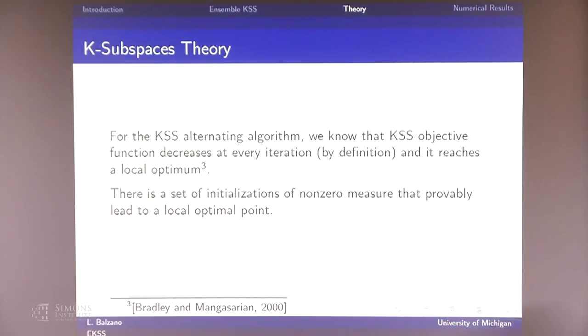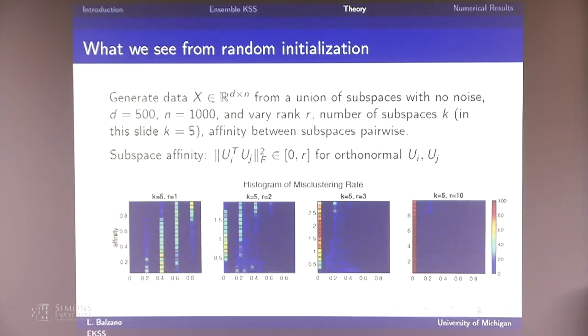Now, what was also known about the K-subspaces algorithm before is, like I said, the objective function decreases at every iteration, and it reaches a local optimum in the sense that you can't move a point to a different cluster, or re-estimate subspaces, and have a better objective. And there's a set of initializations of non-zero measure, and in some cases most of the space, where the initializations lead to a bad local minimizer, not the global minimizer.